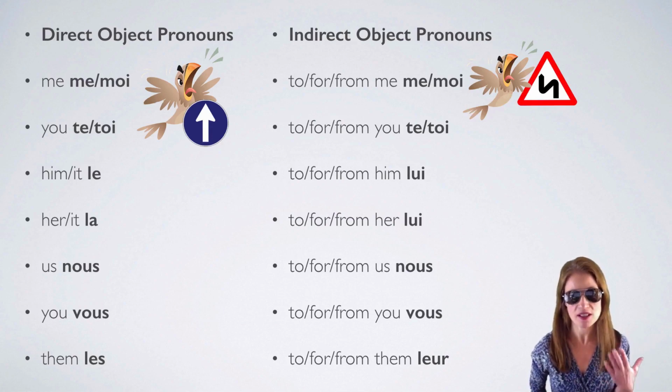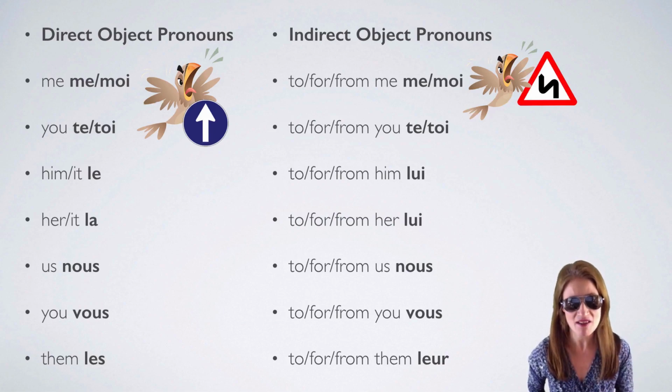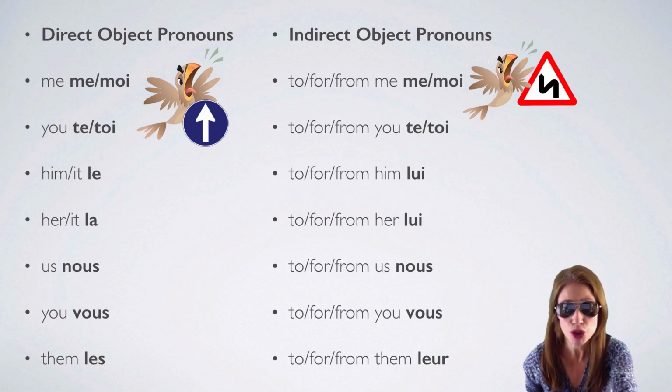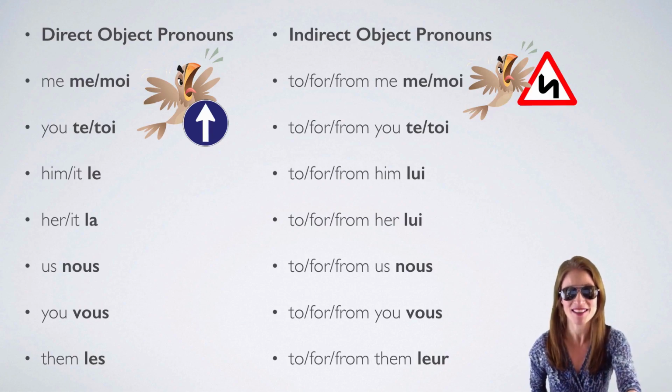What's the difference? The difference is a direct object pronoun is directly affected by the verb. For example, you see me, I am being seen directly. Indirect object pronouns usually receive the direct object or the direct object pronoun. So I give something to you. The something is the direct object that is being given to you. You are the indirect object pronoun. You are one step further down the line.